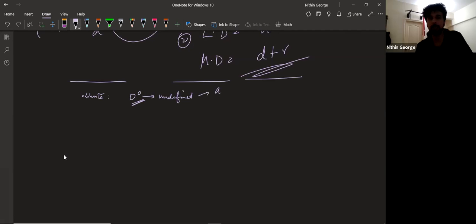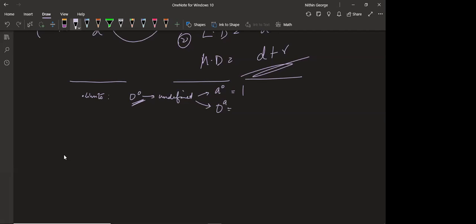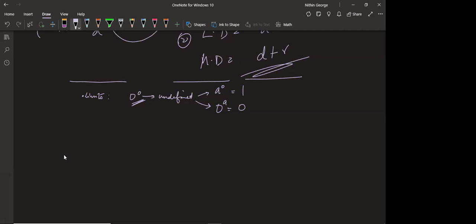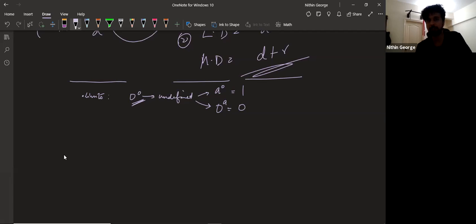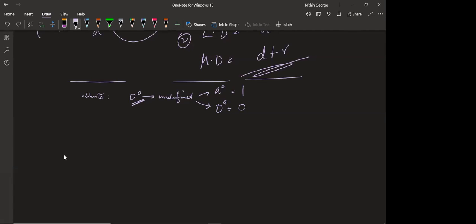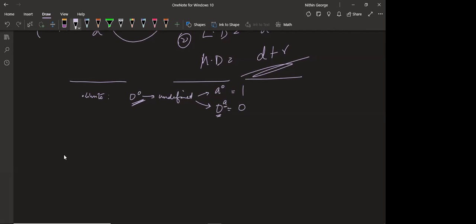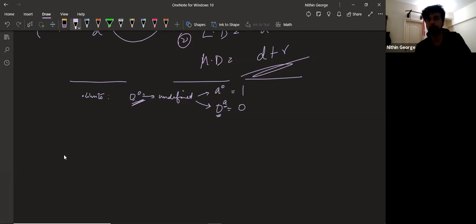Anything power 0 comes out to 1 generally, and 0 power anything comes out to 0. But the thing is, 0 power 0 won't be defined this way. Because if this is non-zero, power 0, it comes out to 1. And exactly 0, power a non-zero component becomes 0. So it depends on what is raised to what.